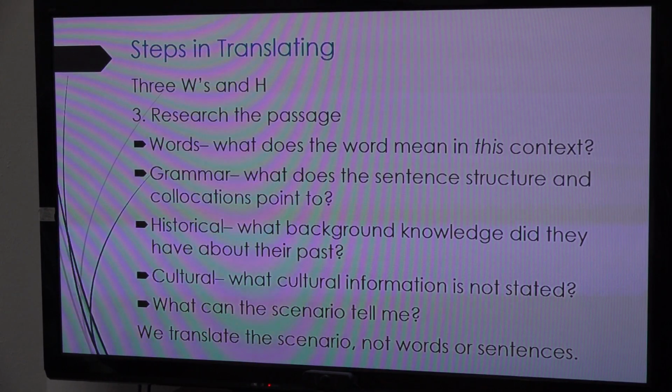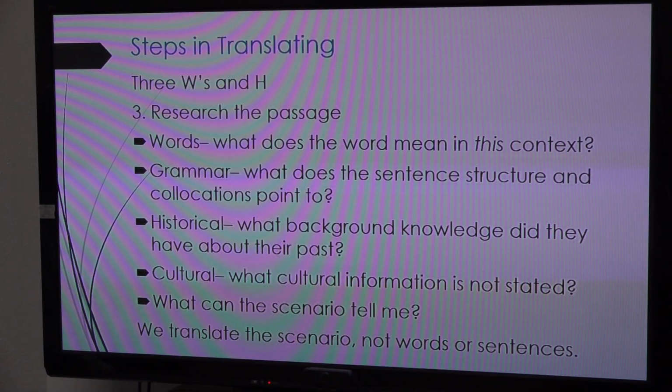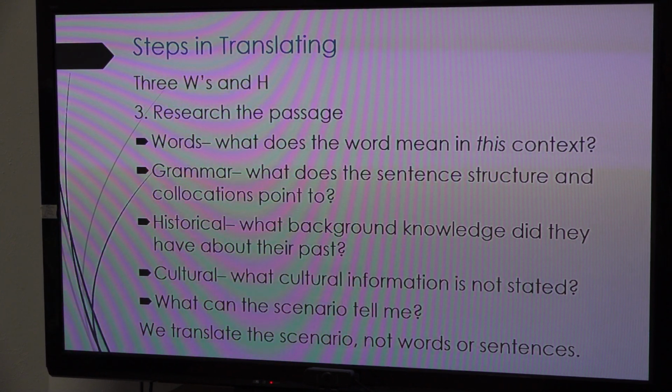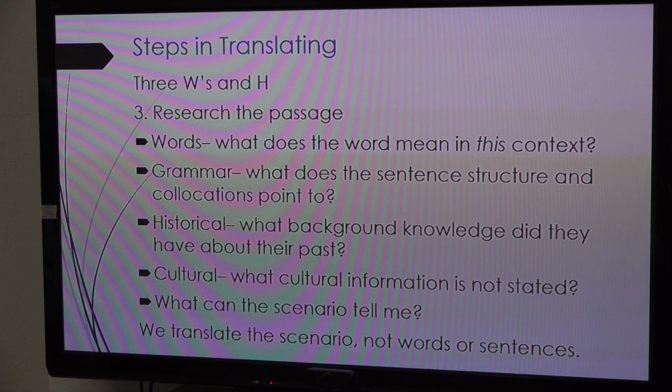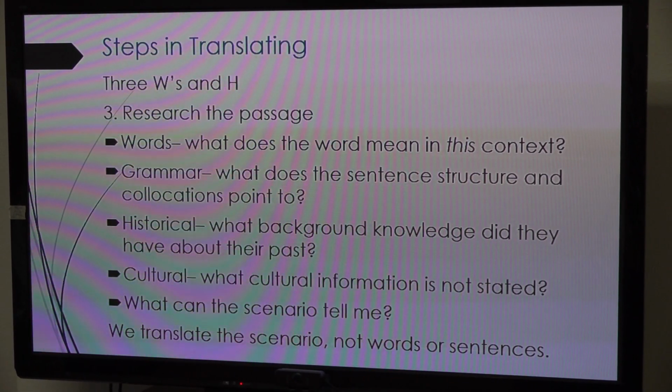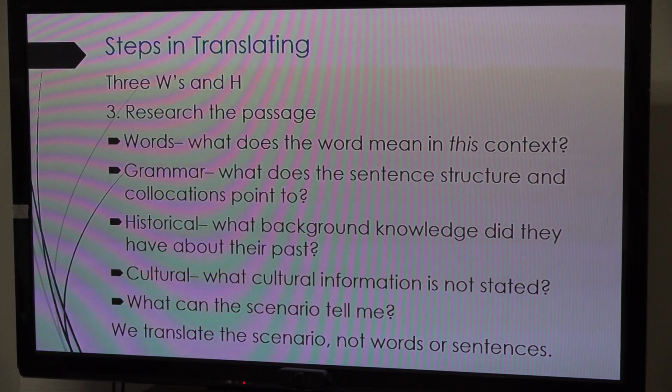Okay, and just remember, we're translating the scenario. We're not translating words. We're not translating sentences. We're not translating just paragraphs. But we're translating the whole scene and trying to help the reader get a picture in his or her mind of what's going on in the biblical text.